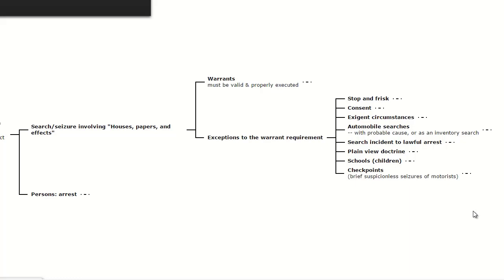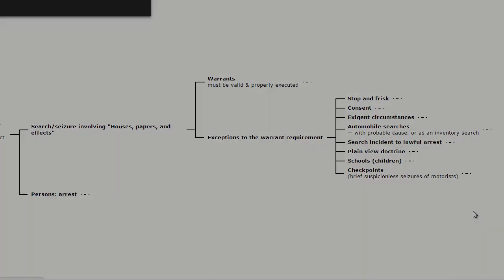So I have the exceptions listed up there for you: stop and frisk, consent, exigent circumstance, the automobile exception, search incident to lawful arrest, plain view doctrine. Those are the main ones that are tested. Checkpoints get tested. School children, no, that's not tested. But you need to know each of those exceptions as well. So this is your basic Fourth Amendment pattern.